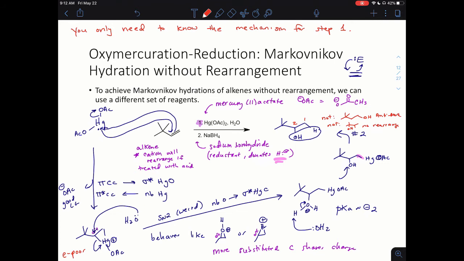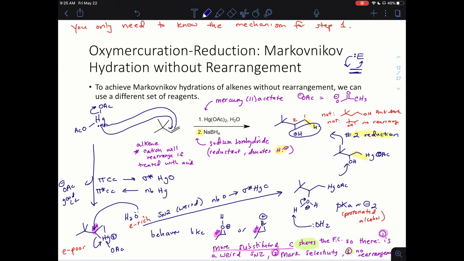So we got the Markovnikov product because of this little bit of carbocation character in the intermediate. It's not a carbocation, but it has carbocation character. So that's why we got the Markovnikov product. Yes, we avoided rearrangement because although there was carbocation character, there are no full cations. So there's nothing to rearrange.